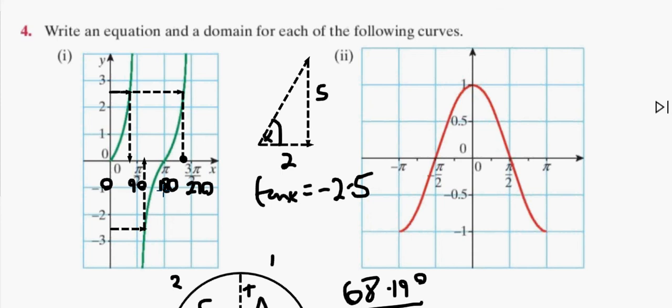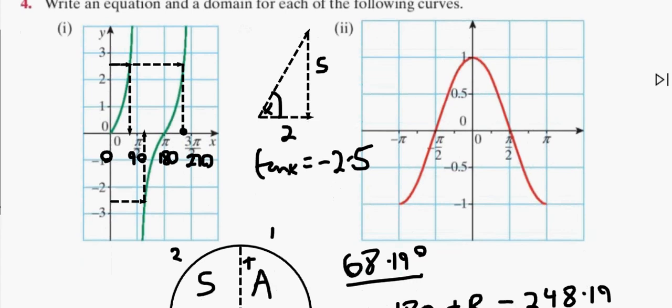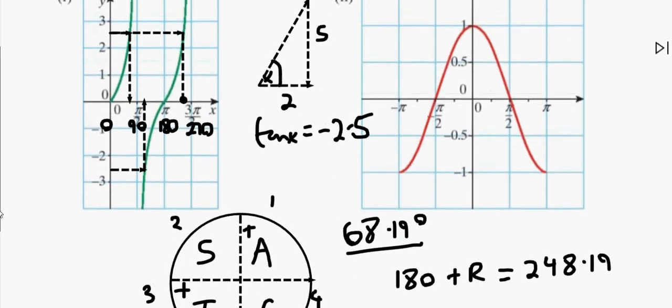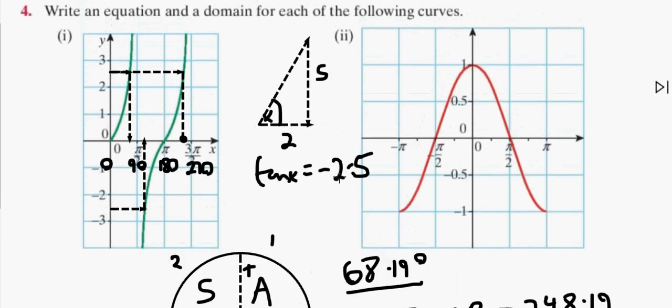And here's what we're going to do. We're going to tan inverse 2.5 again. So tan inverse 2.5. I believe we already have the answer. You ignore the fact it's minus and just tan inverse as you would normally. Everybody gets 68.19. Is that clear with you guys?